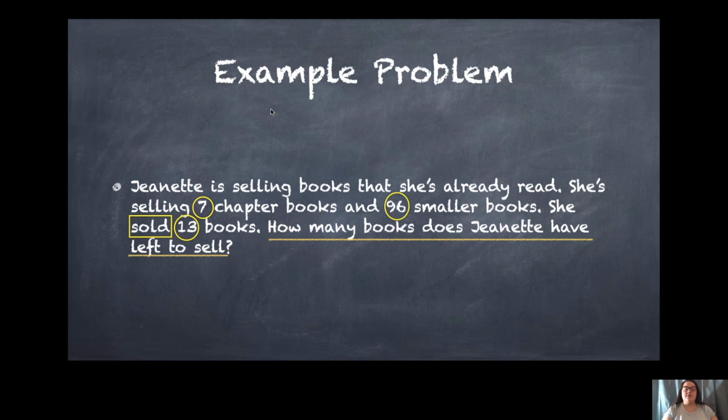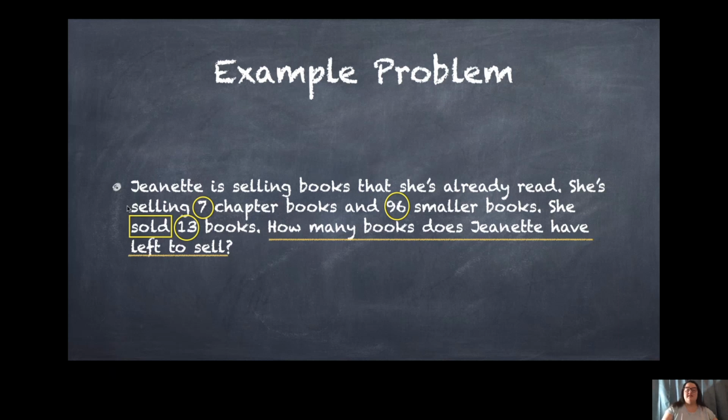On this one, I just went ahead and circled our 7 chapter books, our 96 smaller books, and boxed "sold," and circled the 13. And how many books does Jeanette have left to sell? So that's going to be our question. I boxed in "sold." If we're selling something, are we adding something to our number or subtracting something from our number? Good, we're going to subtract that 13.